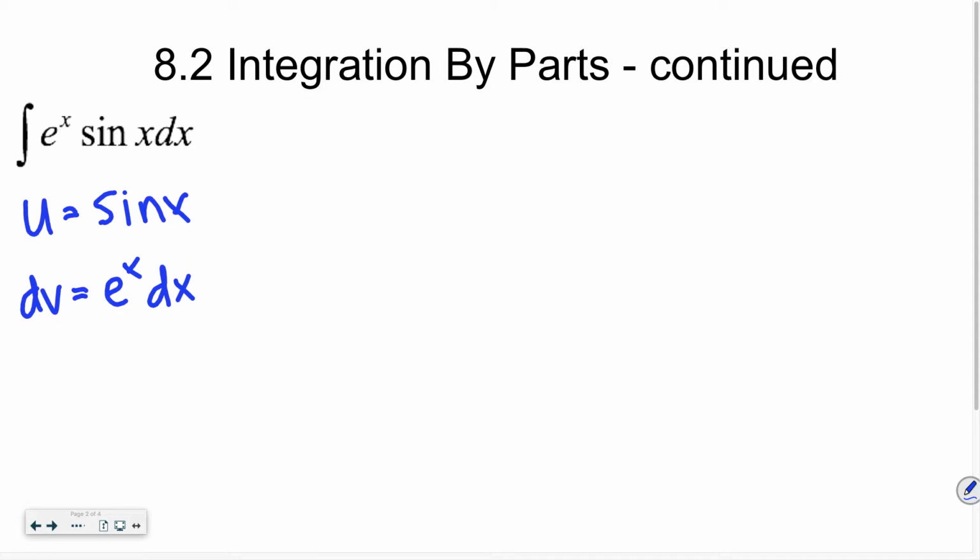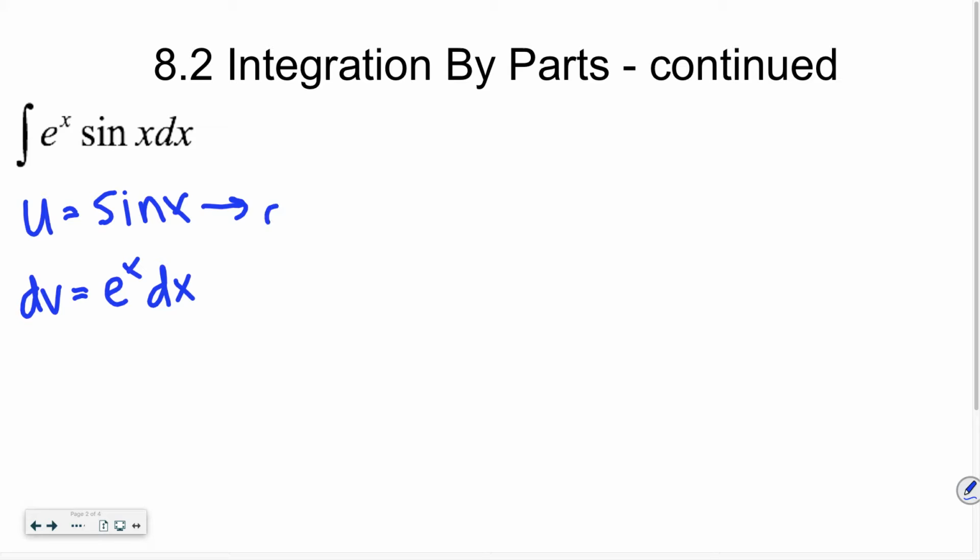Before I continue, do you see why we cannot use the tabular method? If we take the derivative of either one of those, it's not going to get to 0. We have to have a polynomial to do that tabular method. So let's work on this.